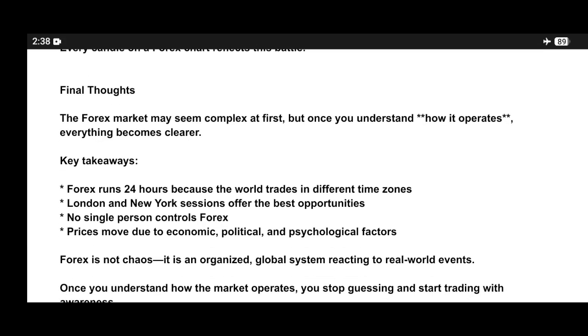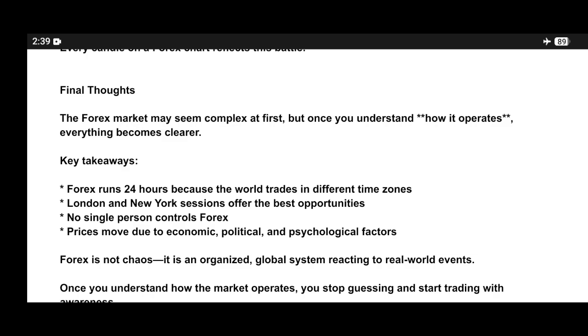The key takeaway is this. Forex runs 24 hours because of the world trade in different time zones. London and New York sessions offer the best opportunity for you to trade. Then no single person controls the forex market. Prices move due to economic, political, and psychological factors.